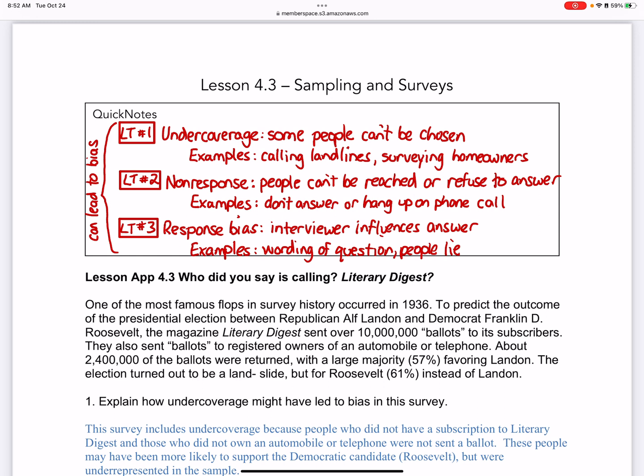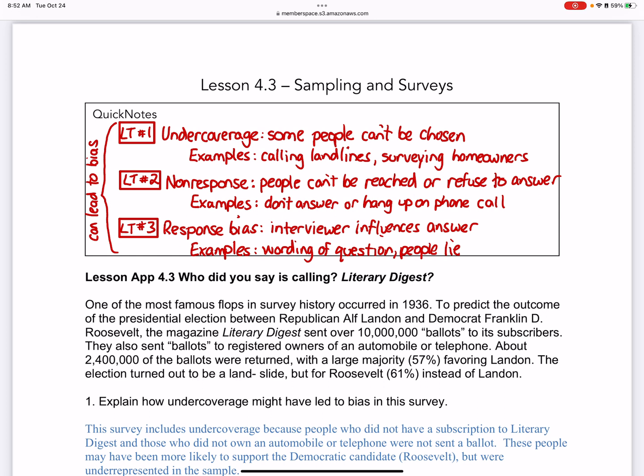The second learning target is non-response. People can't be reached, or they refuse to answer. On the phone, they can't be reached because they're working during the time that you're calling them, or they don't own a landline. Those would be can't be reached. Refuse to answer would be when they see it ringing, but they don't recognize the number, so they refuse to answer.